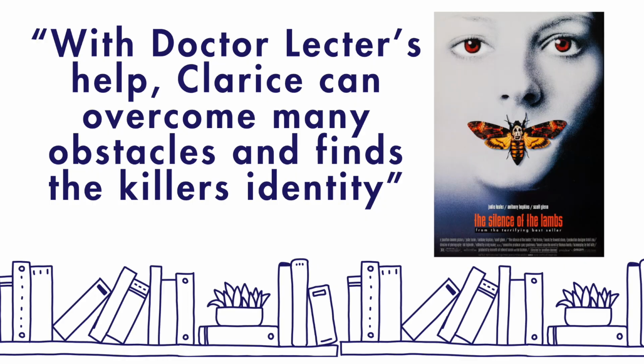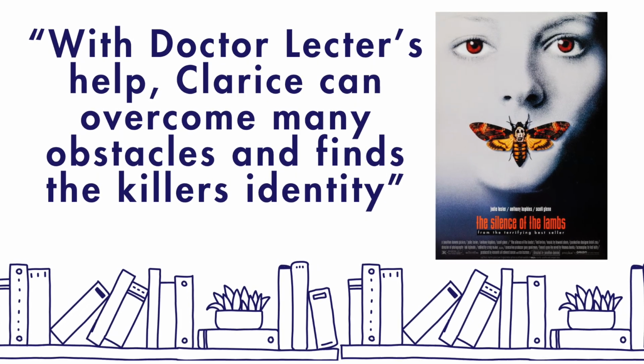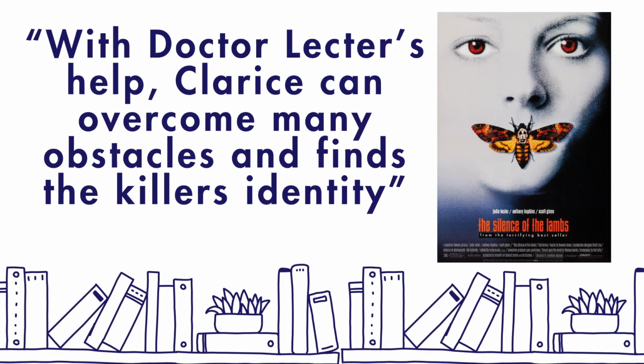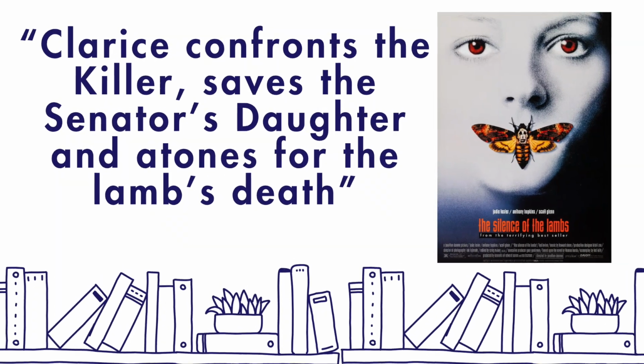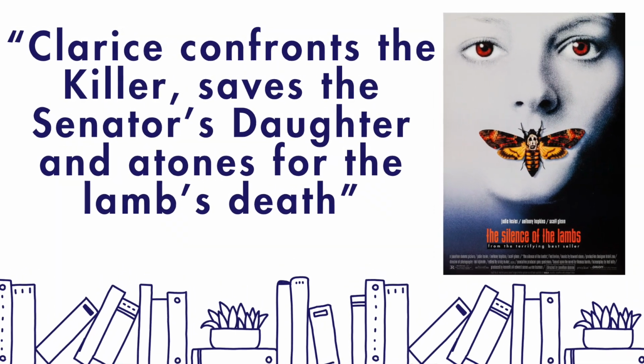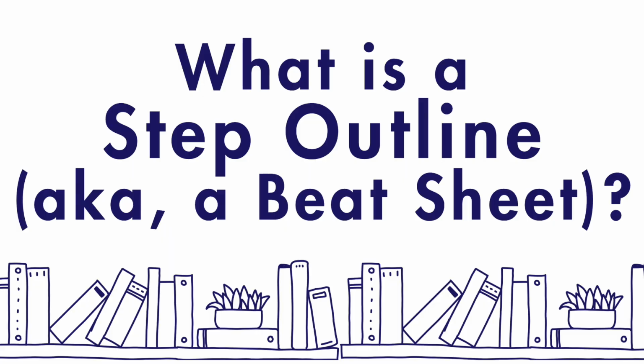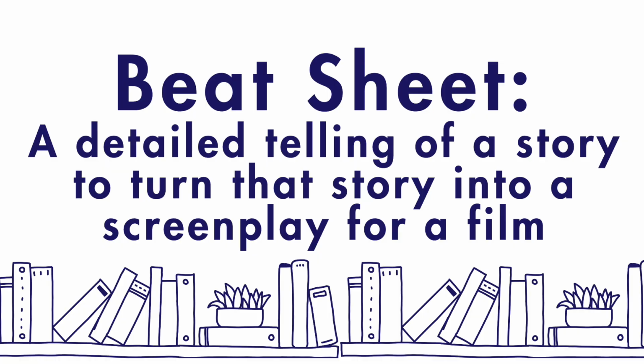Act 2, with Dr. Lecter's help, Clarice can overcome many obstacles and finds the killer's identity. Back to Act 3. Clarice confronts the killer, saves the senator's daughter, and atones for the lamb's death. And after following this breakdown, you can expand this into a synopsis. So start with Act 3, then go to Act 1, Act 2, come back to Act 3. Okay? Now, what is a step outline or a beat sheet? Same thing. A detailed telling of a story to turn that story into a screenplay for film.